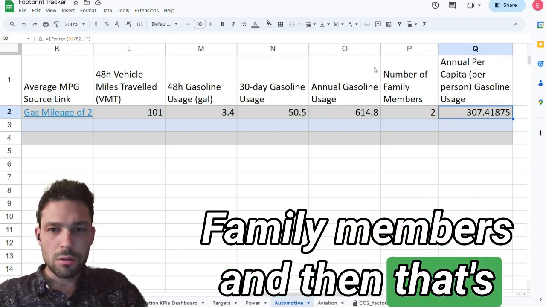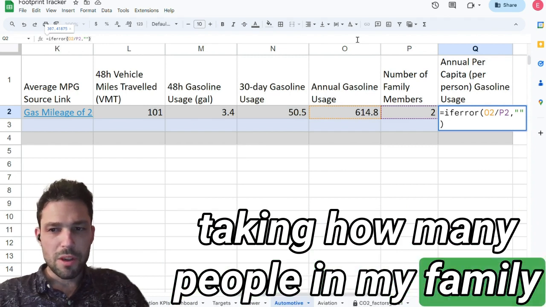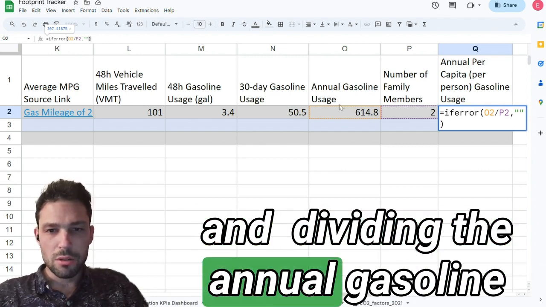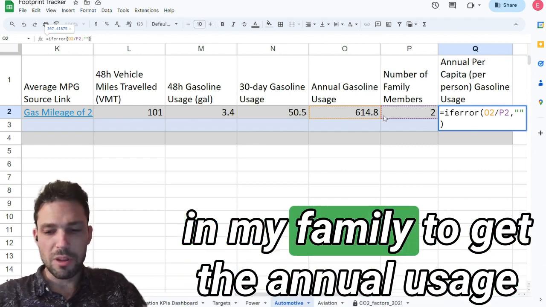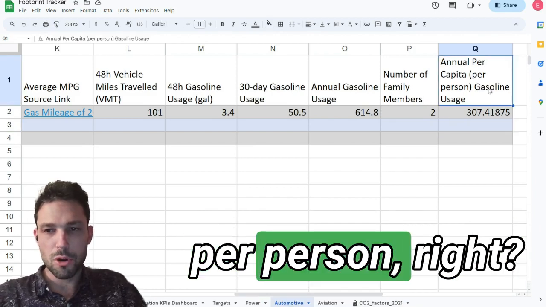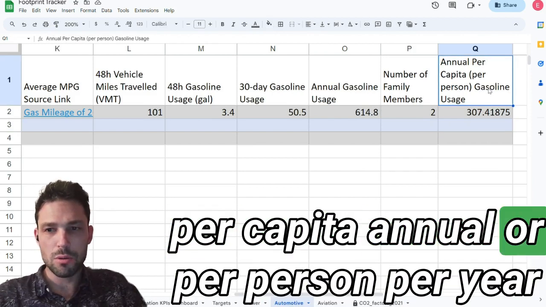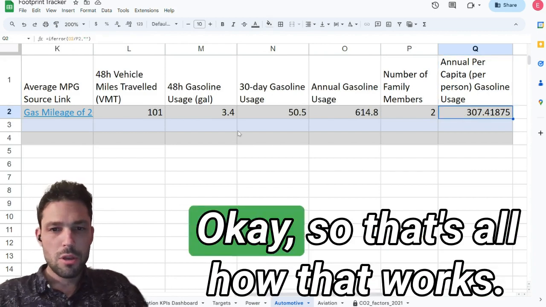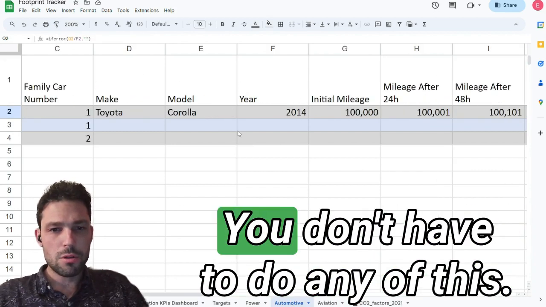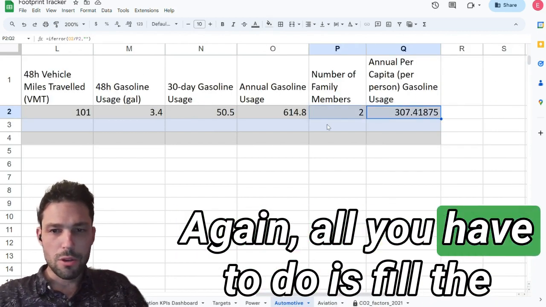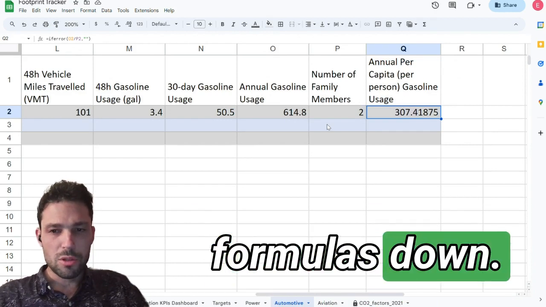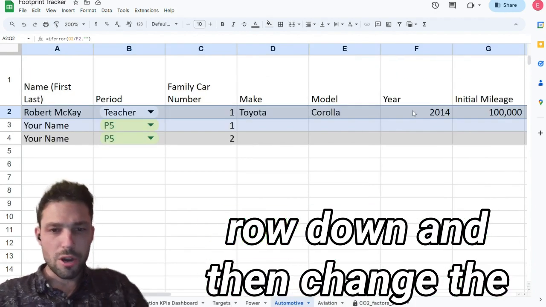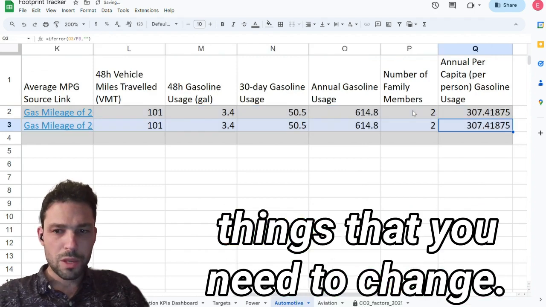And then that's taking how many people in my family and dividing the annual gasoline usage by the number of people in my family to get the annual usage per person, right? Per capita or per person per year gasoline use. Okay, so that's how that works. You don't have to do any of this. Again, all you have to do is fill the formulas down. In fact, you could just fill the entire row down and change the things that you need to change.